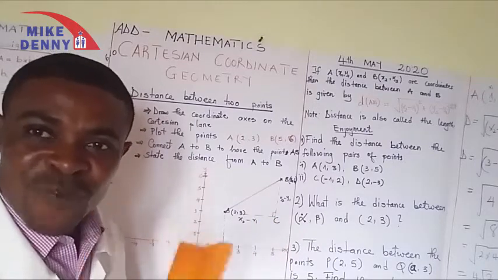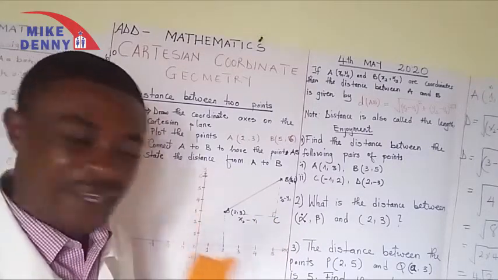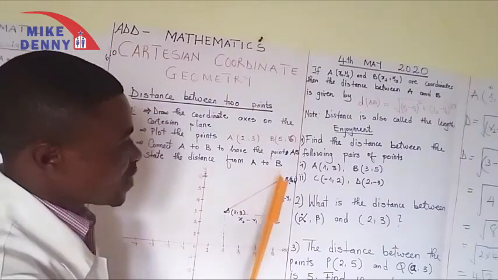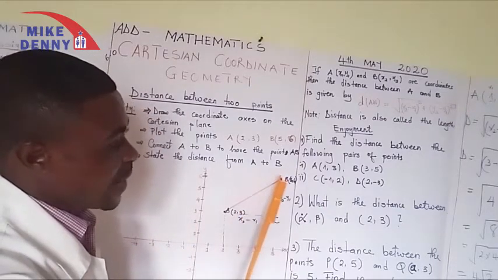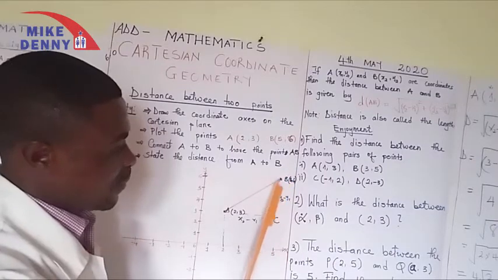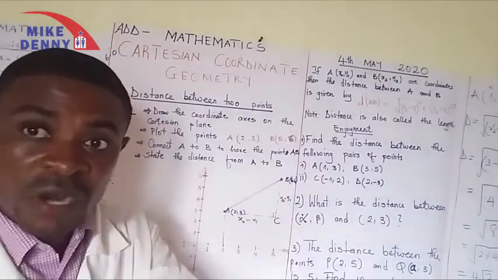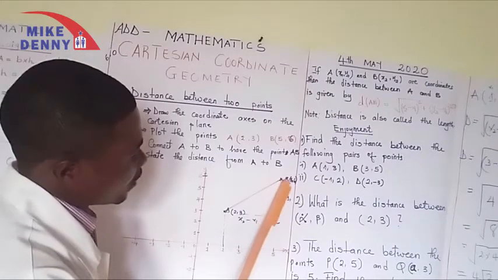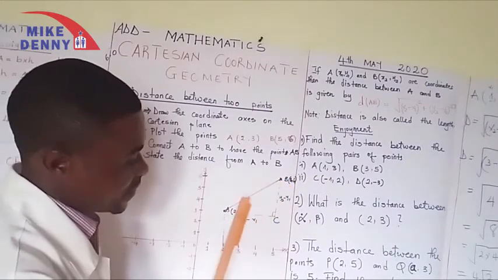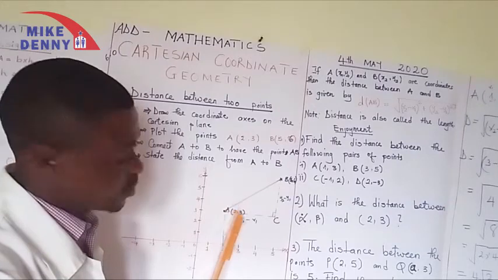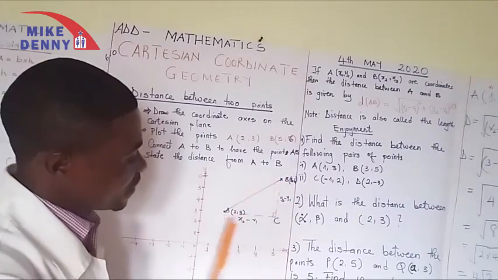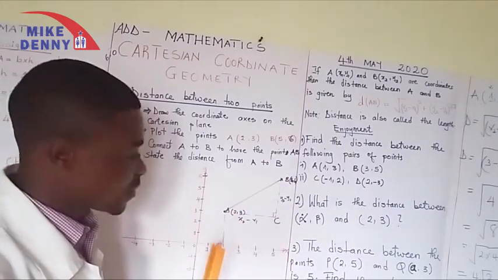Now from the Pythagoras theorem you learned in Form 3, we always say the sum of the squares of the sides should always give the square on the hypotenuse. So the hypotenuse here is the distance between A and B. I'm gradually taking you now to the general formula. So like I said, the hypotenuse is the distance between A and B. And the Pythagoras theorem states that the sum of the squares of the sides should always give the square on the hypotenuse. Look at what happens.